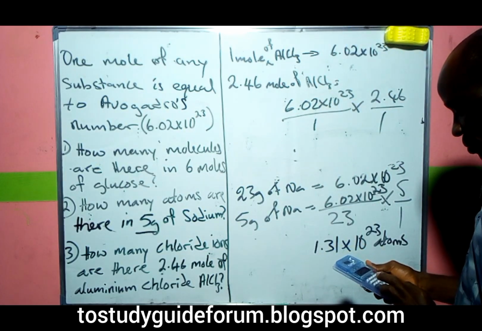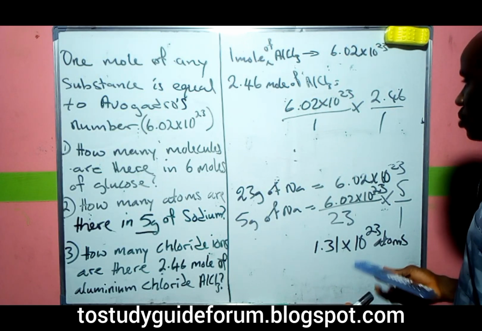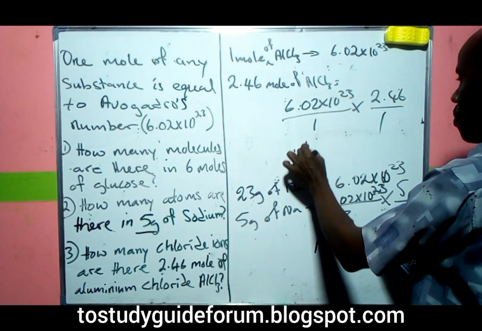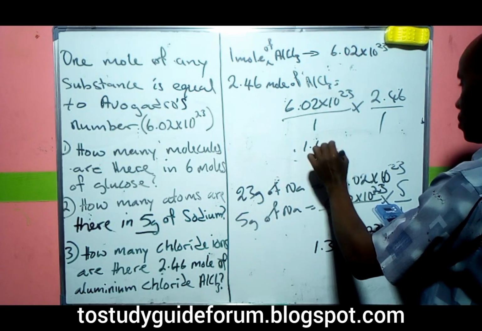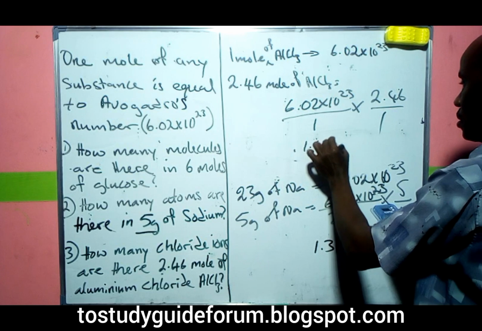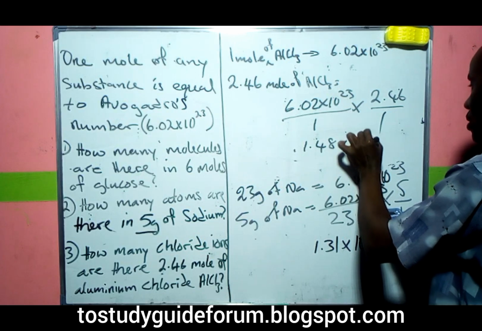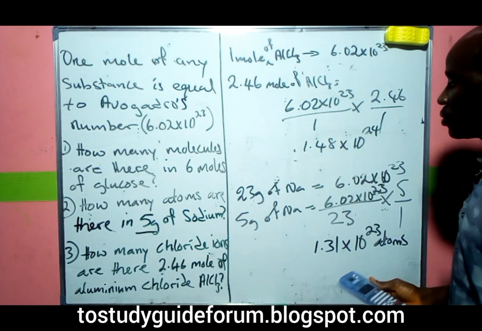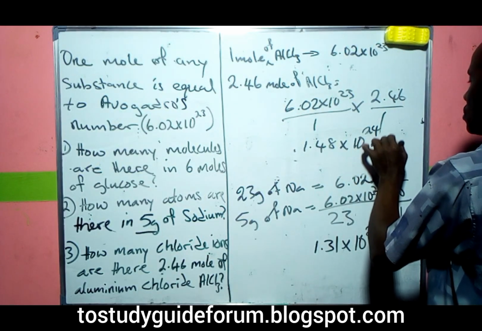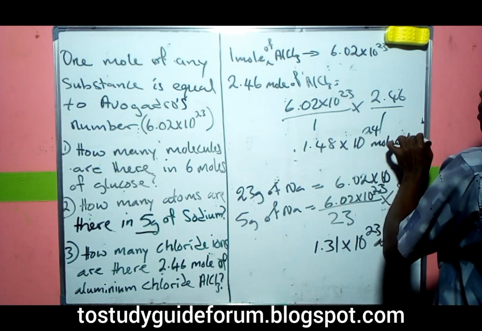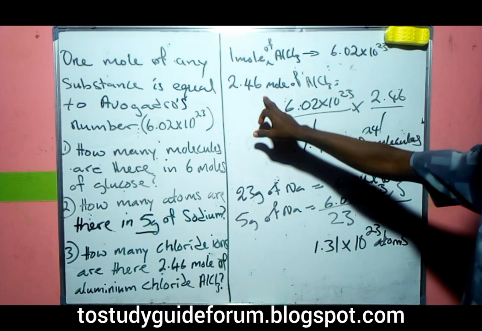So what do we do here? Let's calculate it. We have 6.02 times 10 raised to the power 23 times 2.46. So what we have in this case is 1.48 times 10 raised to the power 24 molecules of aluminium chloride. That is what we have here.